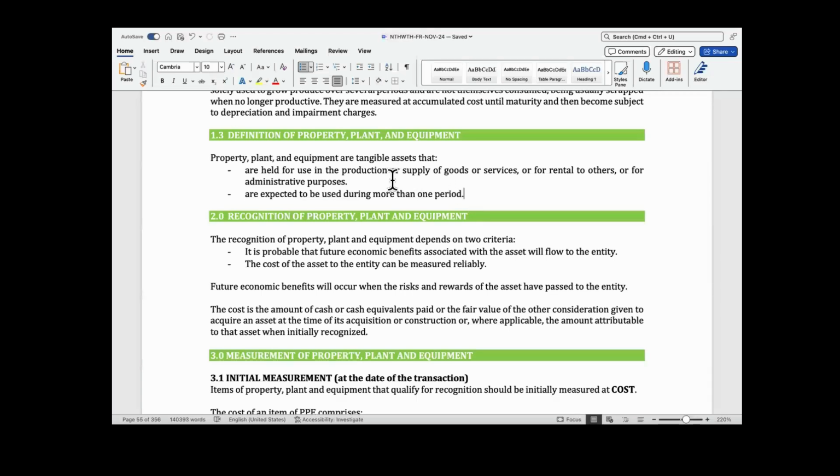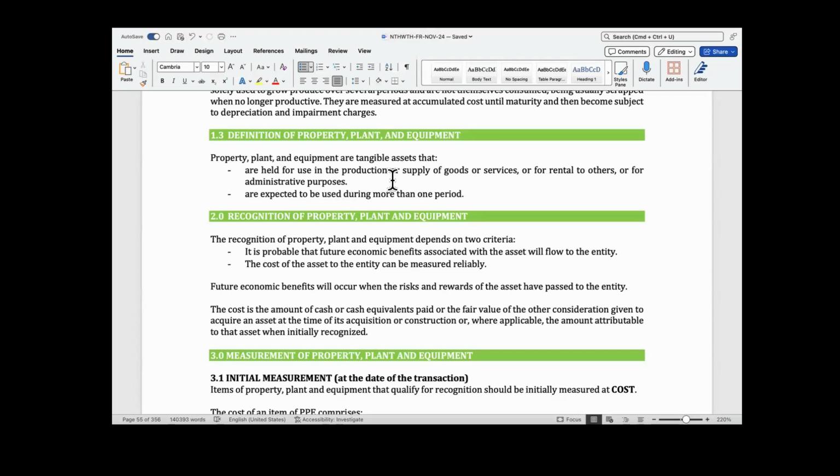Can we recognize it as PPE? So that goes to show that it is not all items, all assets that meet the definition of PPE that will eventually find their way into the books as PPE. There are some that will be expensed.